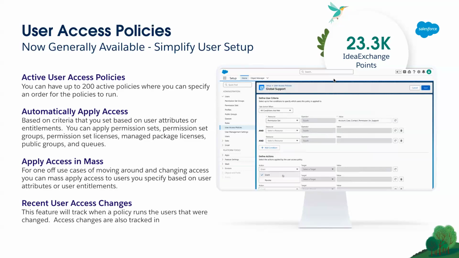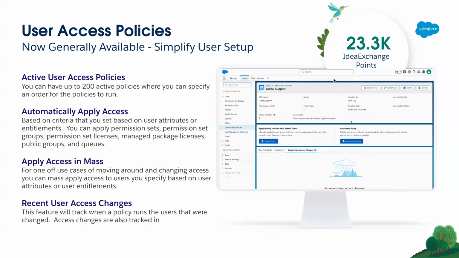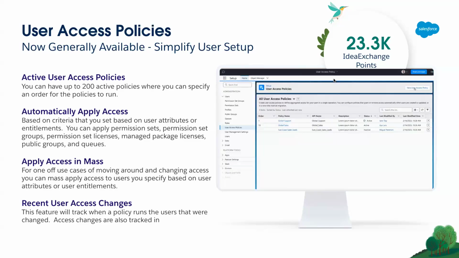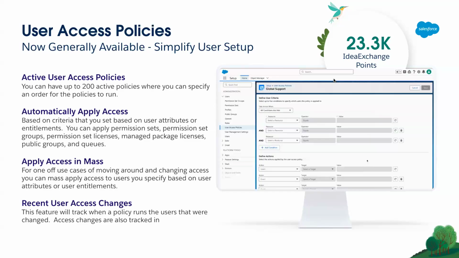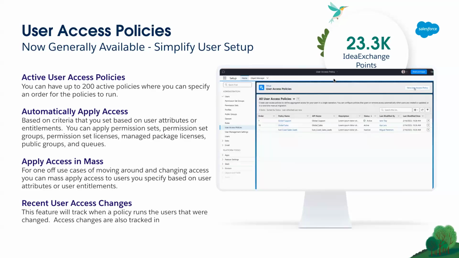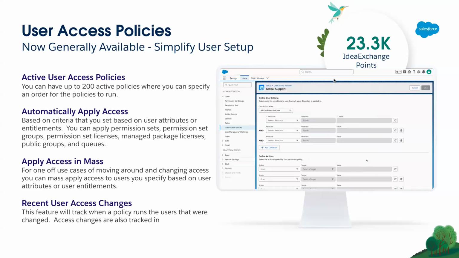You can do that. What's also really special about user access policies is you can activate a policy. And now that this is generally available, you can have up to 200 active user access policies. And you can set this to fire on user create, user update, or user create and update to automatically apply access. And that access can be permission sets, permission set groups, permission set licenses, managed package licenses, those are the licenses from the AppExchange, as well as public groups and queues.